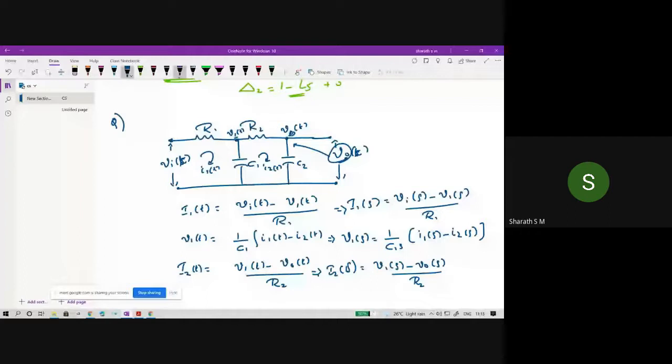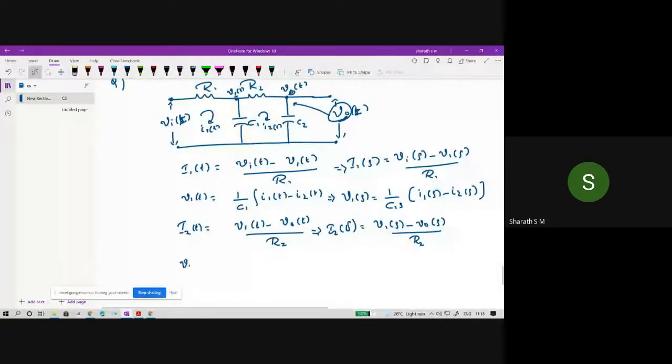The same way with respect to V0, the final output voltage, V0 of t is equal to 1 over C2 integral of I2 of t dt, that is equal to 1 over C2s into I2 of s. This is how we can extract the equations of the given circuit.